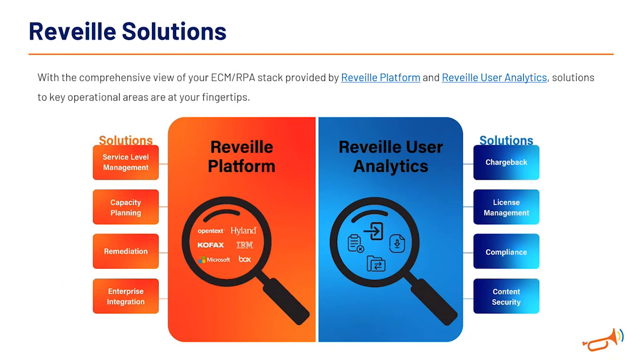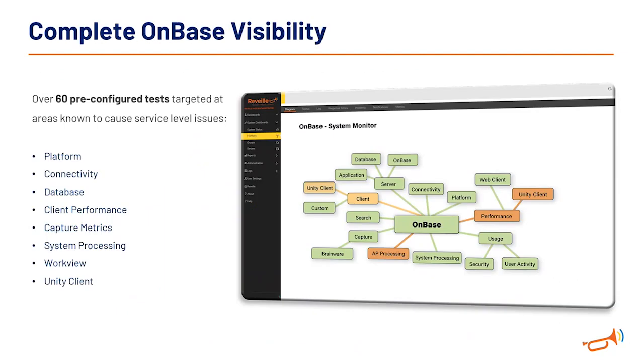What departments should get charged for the usage of an ECM environment, license management, compliance, and we add on content security. Now, when I say we provide complete OnBase visibility, as you know, there are a lot of components that make up an OnBase environment, okay? The Unity client, the platform itself, the underlying storage arrays. So we provide information about your entire OnBase environment. As you know, OnBase has a lot of components and they all work in conjunction with each other. So we give you the complete insight that you need to see what those response times are, because the last thing you want to do is get a call from a user saying, I can't access my documents.